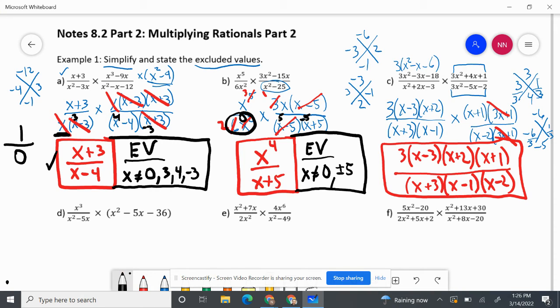Now, excluded values. What would be our excluded values? Our excluded values is what gives us a 0 in the denominator. So when we're looking at this, x cannot equal -3, +1, +2, and -1/3.